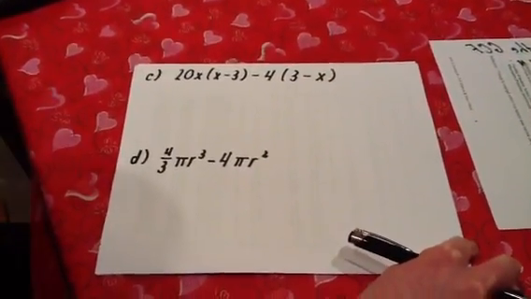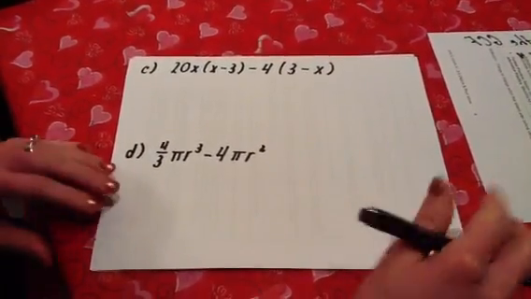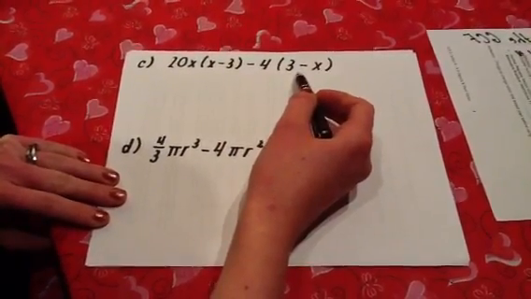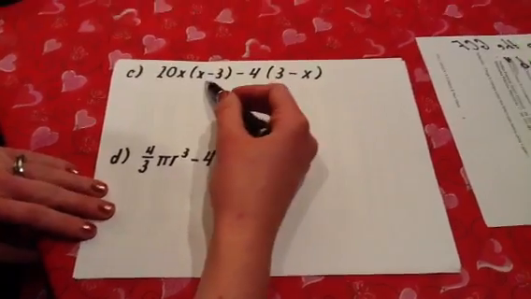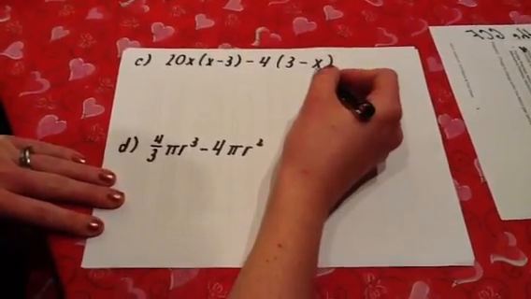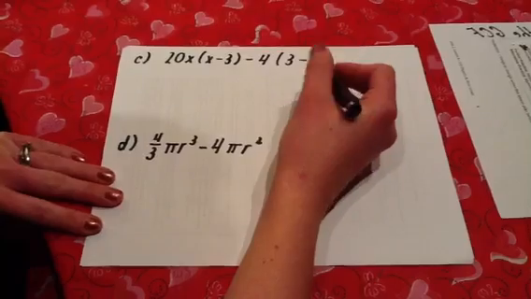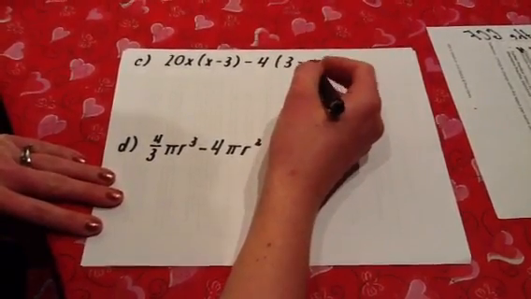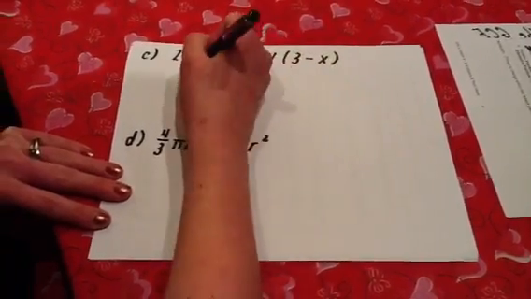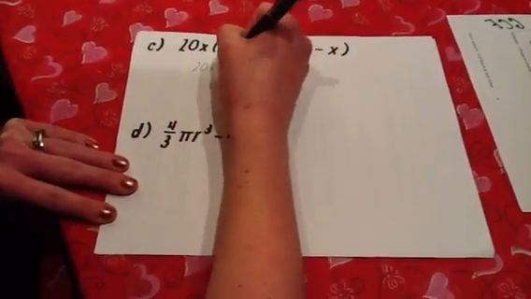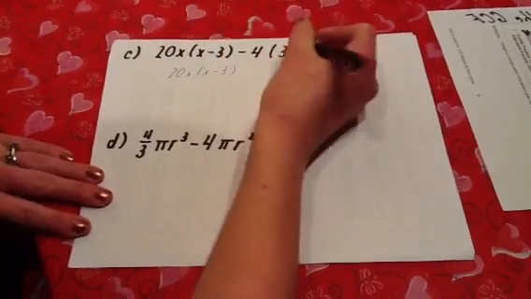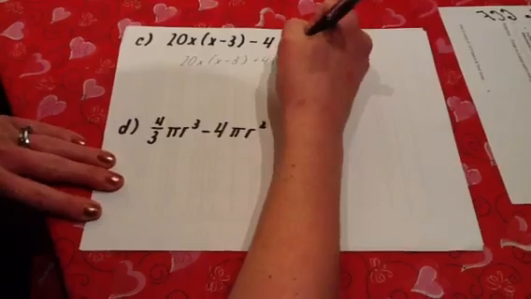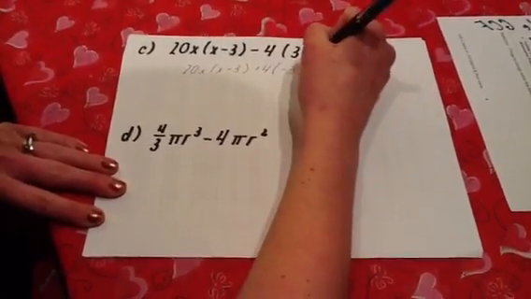Okay, let's try a couple more. This one here is kind of like the grouping, except it's already factored. We notice that x minus 3 is similar to 3 minus x, but they're not quite the same. This one is x minus 3, and this is negative x plus 3. To get this one to look the same, we're going to have to factor out a negative. If I take a negative out, I'll just rewrite it. We'll have 20x, x minus 3. If we take a negative out, this will become a plus 4, this will become negative 3, and this will become plus x.